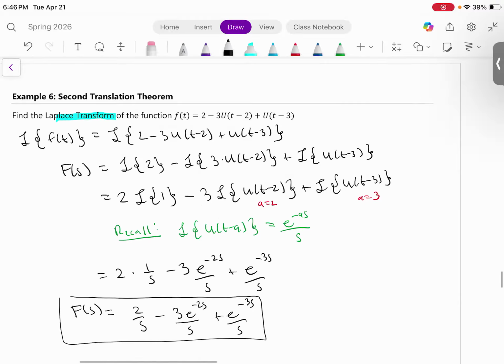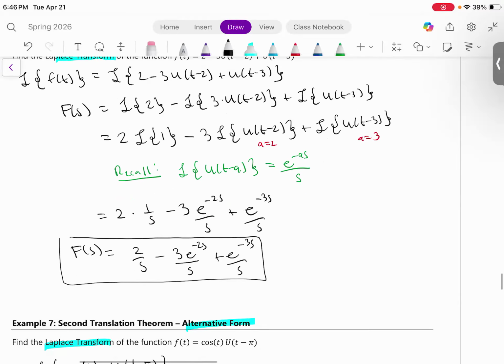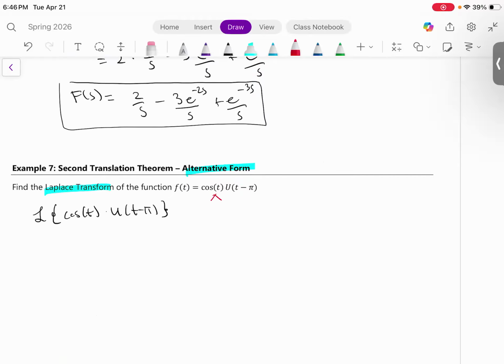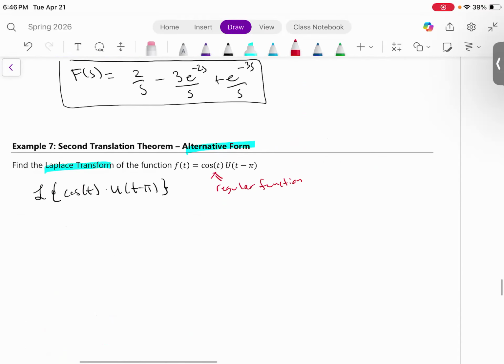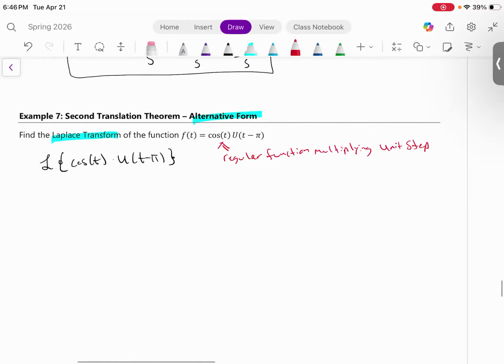So how do I know I need to use the alternative form here? Well, it's because it's cosine, which is sort of a regular function, if you quote unquote regular, times, so multiplying the unit step function. So that's why we need to use an alternative form.